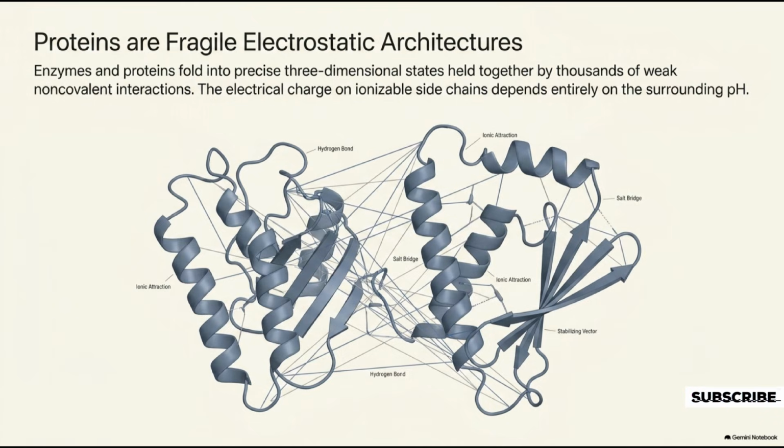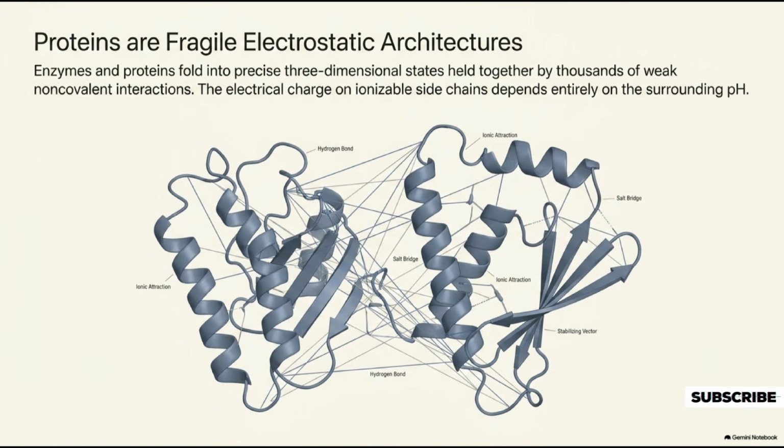Why are enzymes and other proteins so incredibly sensitive to these pH changes? The answer lies in the relationship between pH, protein conformation, and electrostatic interactions. Proteins are long chains of amino acids linked by peptide bonds, which fold into a precise, stable three-dimensional shape. This folded state, or conformation, is stabilized by thousands of weak non-covalent interactions, such as hydrogen bonds and electrostatic attractions.